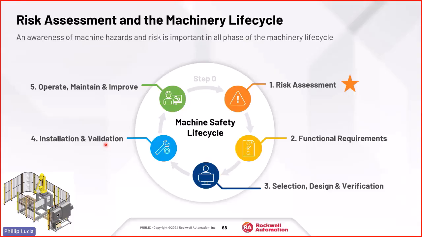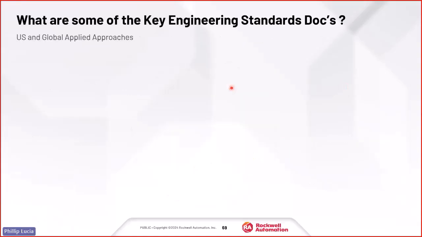And then ongoing operation, maintaining, improving. This is the lifeblood of the machine and system. If there are changes needed to production, to throughput speeds, etc., then we would walk back through a risk assessment cycle. Where does that come from? What are the sources of that approach and those engineering requirements?